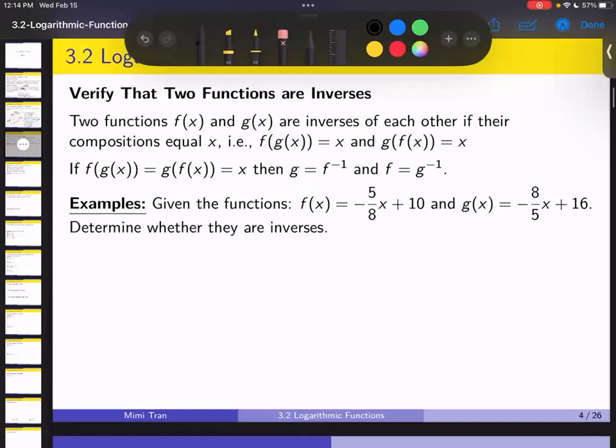Let me show you with an example. Let me highlight f of x with blue and g of x with red. I need to prove two things. When I put g of x inside f, so g of x is the inside function now, my result should be x. And I do the same thing in reverse: if I put f inside g, my outcome should also be x. If these are true, then I conclude that f and g are inverses of one another. So let's prove this.